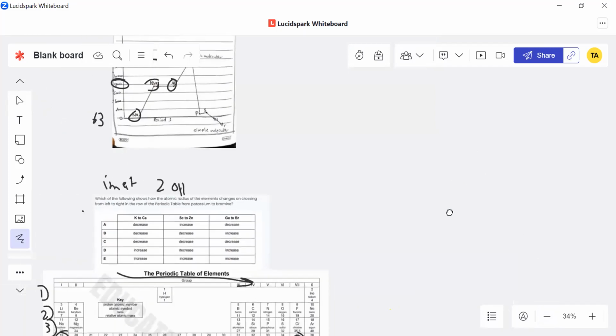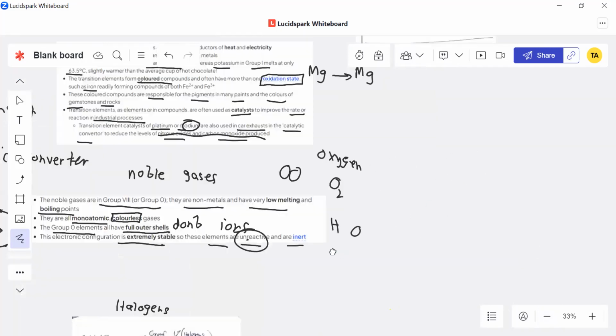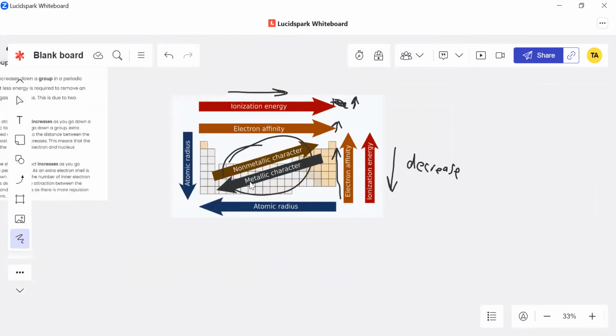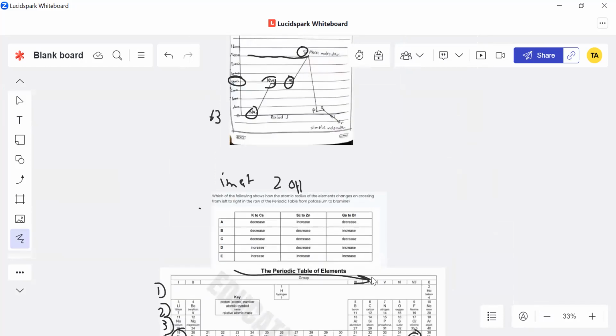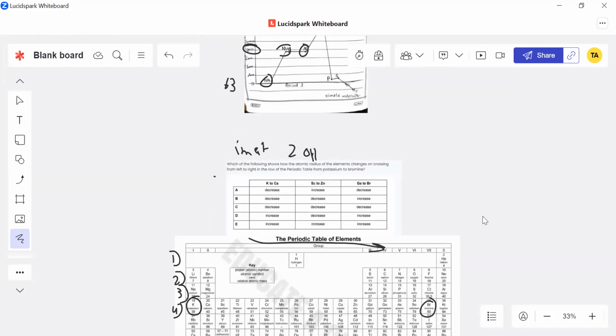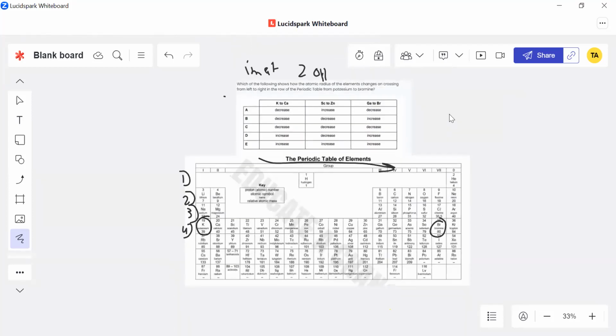So what did I tell you earlier? I said that you have to memorize that diagram. Yeah, right here. So atomic radius going from left to right decreases, right? So when I go back to that question, I know that my atomic radius is decreasing across going from left to right. So potassium to calcium, my atomic radius is decreasing. So decreasing, decreasing, decreasing. It's either A, B, or C. I can cancel out D or E.